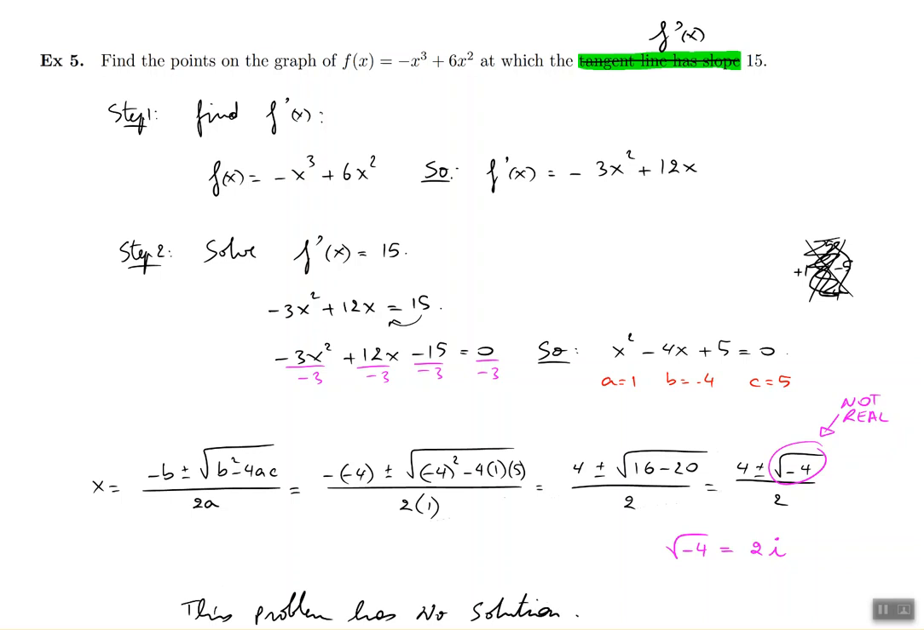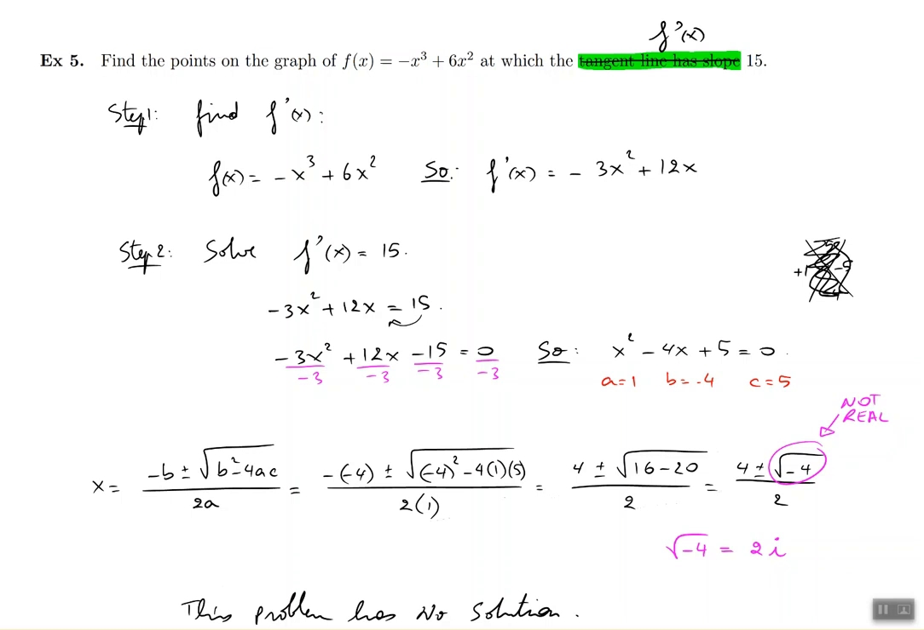In other terms, there are no points on the graph of the function where the slope is equal to 15. Now, why did I say no solution even though I'm writing an answer right there? In business calculus, we like real things. We don't want unreal answers. We don't want fake imaginary solutions. We want real solutions.